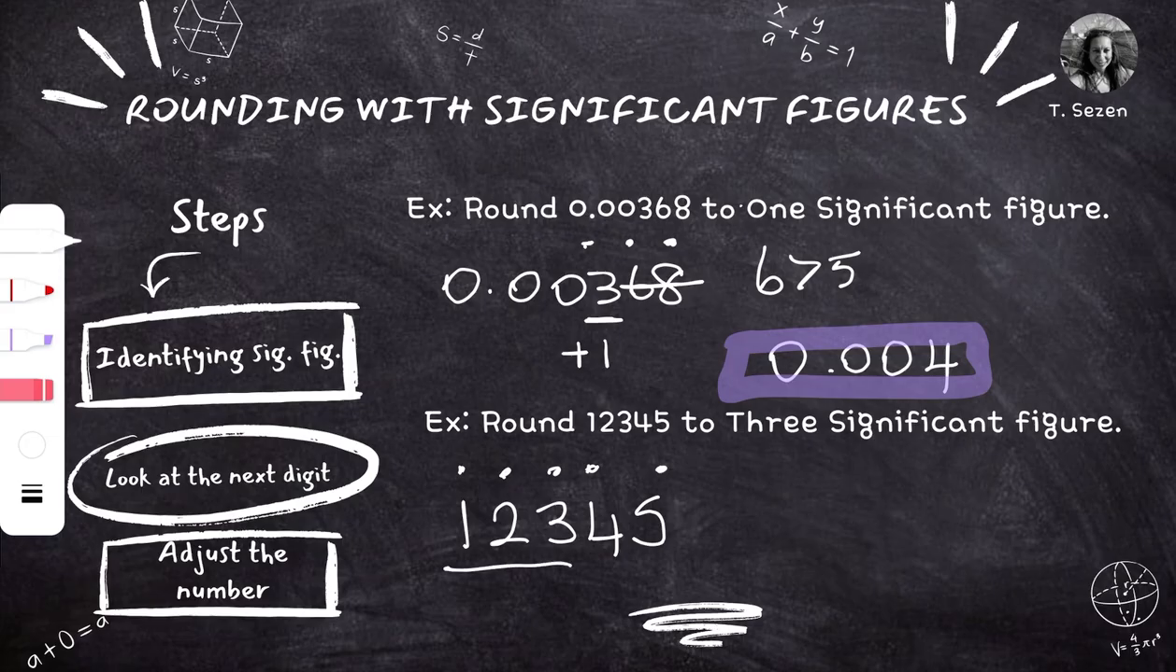Next, we check the digit immediately following the third significant figure, which is 4. Since 4 is less than 5, we keep the rounding digit the same. Since there is no decimal point in this number, we will replace the digits to the right of our rounding digit with zeros. As a result, when we round the number, we get 12,300.